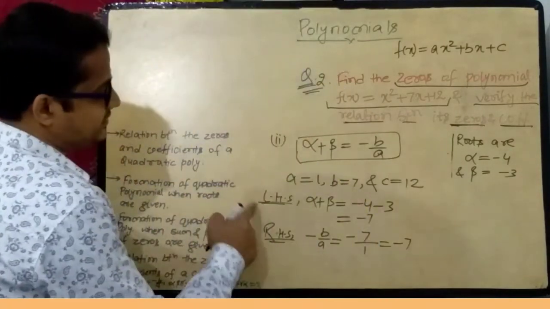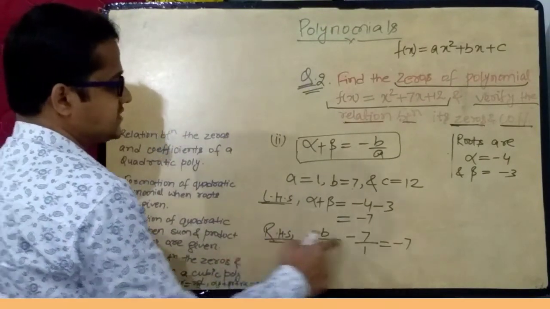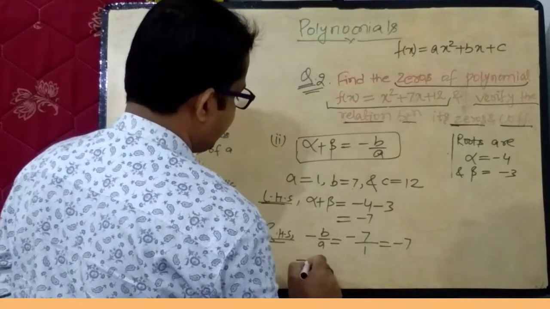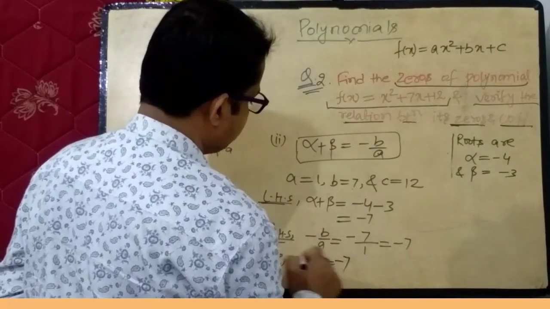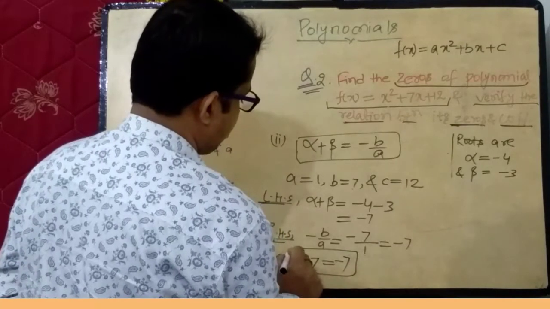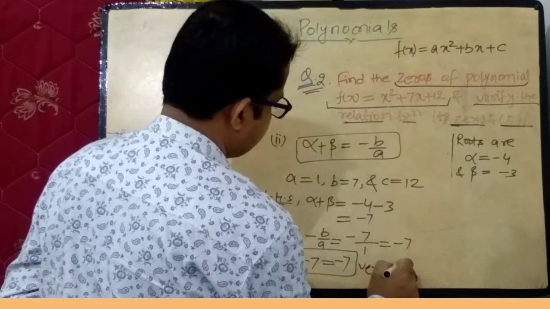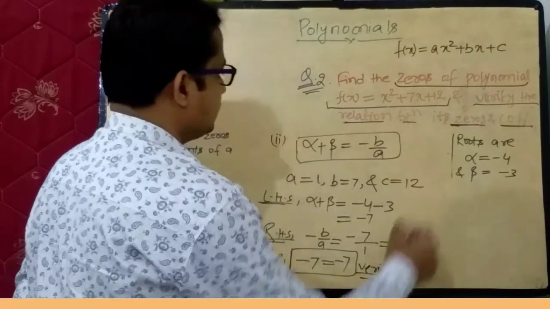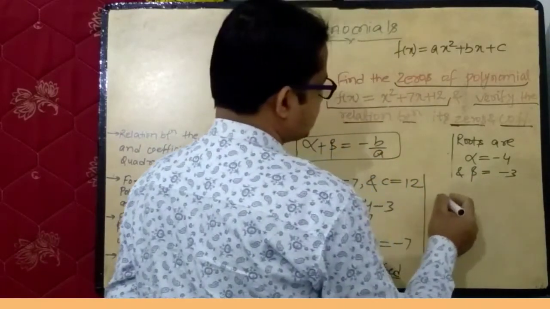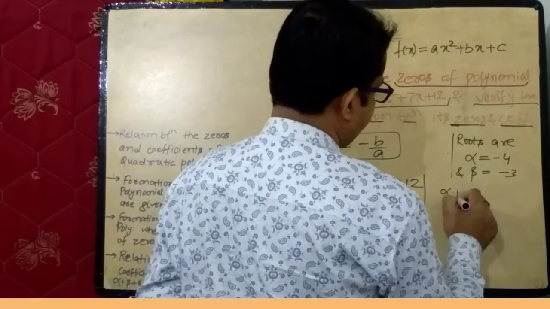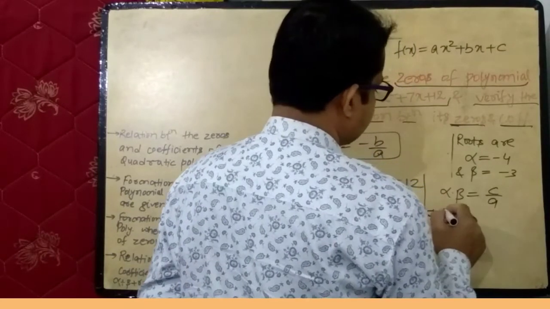So we can say that LHS equals minus 7 as well as RHS equals minus 7, that is minus 7 equals minus 7. This is correct, that is verified. Now the second relation between its zeros and coefficients is alpha into beta equals c upon a.